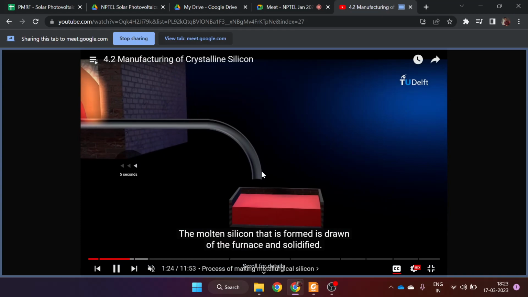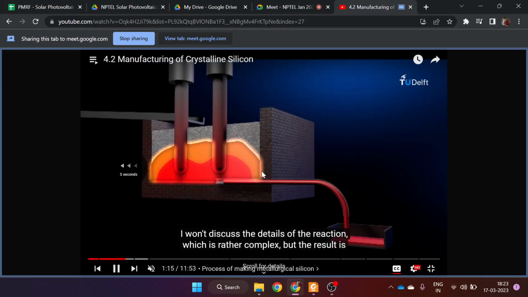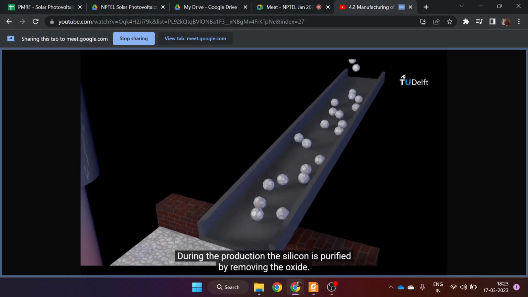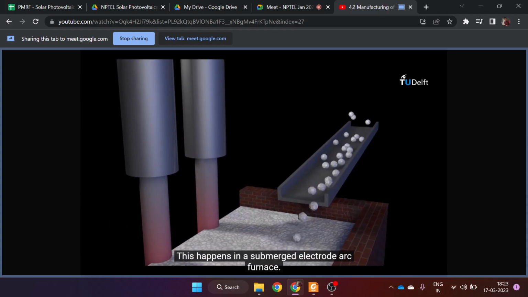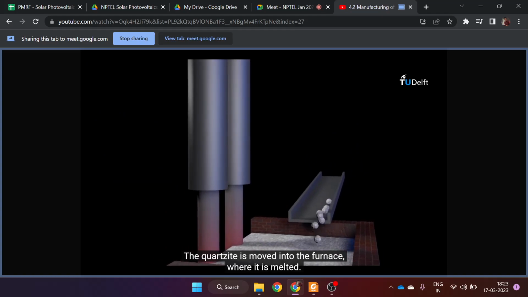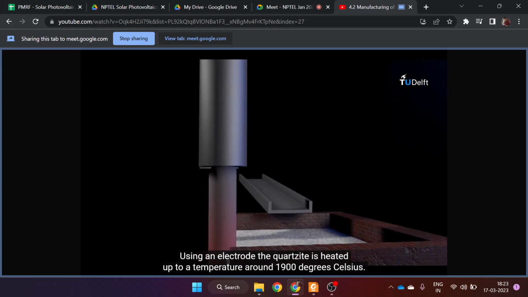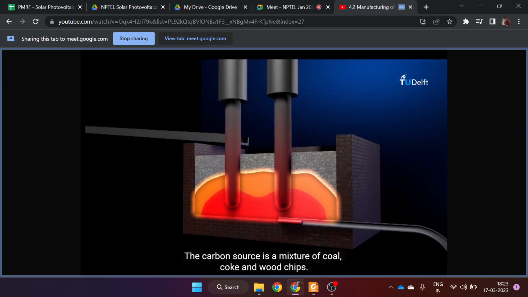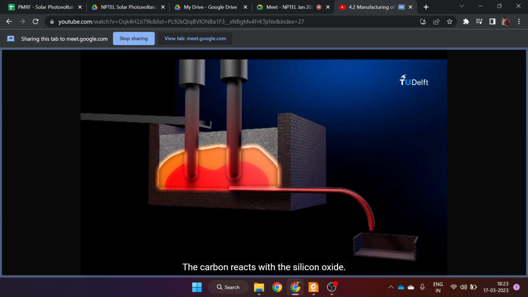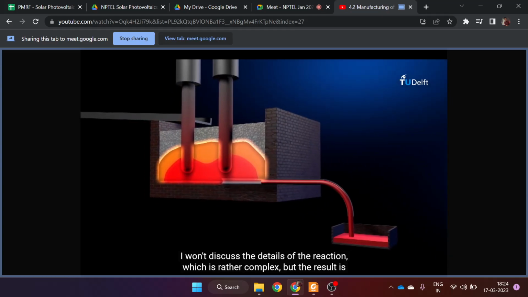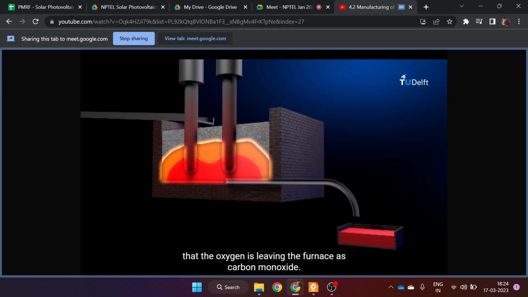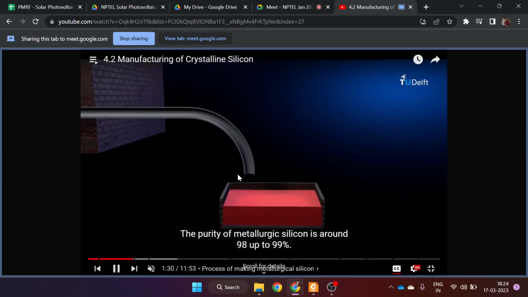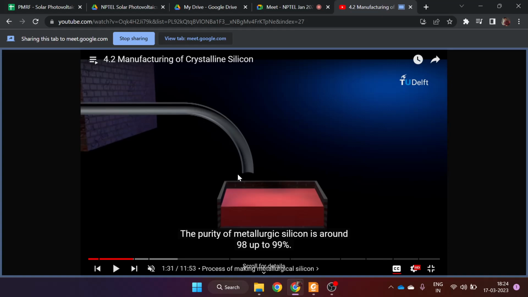I'll show you only animations. See, these are the directly obtained parts of that mineral rock, and we are hitting it using an electrode. And then after melting, we are getting silicon in the form of some complexes. It's being solidified. It's saying the purity of this metallurgical silicon is around 98% to 99%.